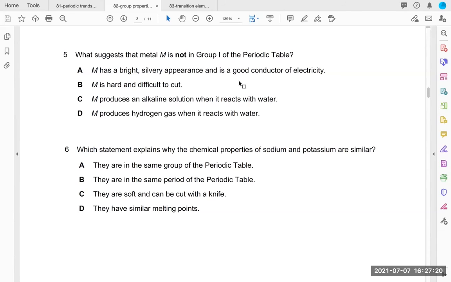Cannot be group 1. And most likely not a metal, because difficult to cut means that it is hard. Or hard, they have said, so that could be group 7, I don't know, group 4, group 5, it could be something from there.